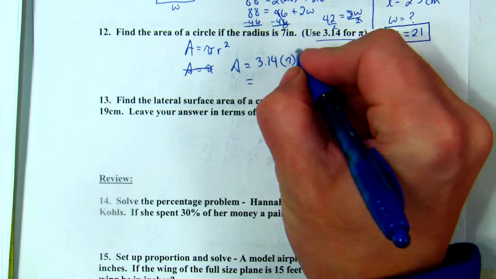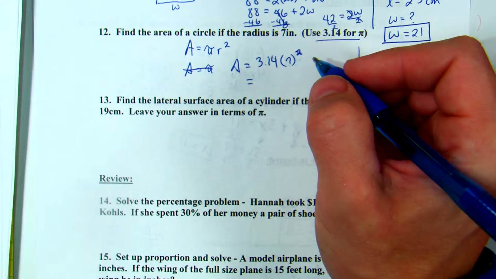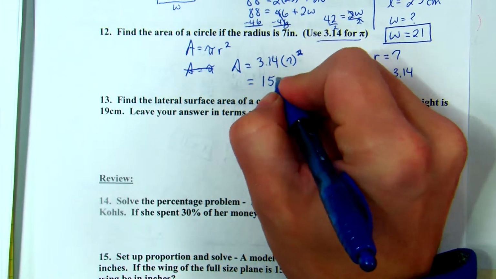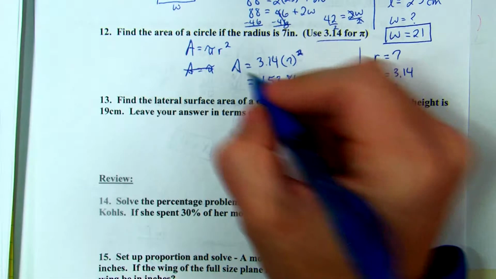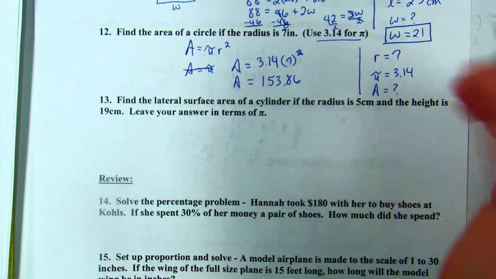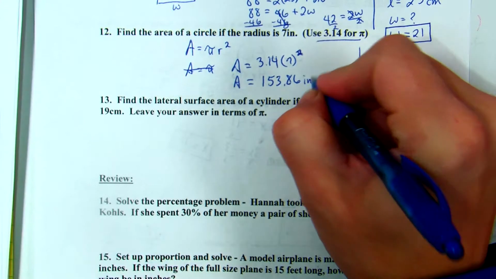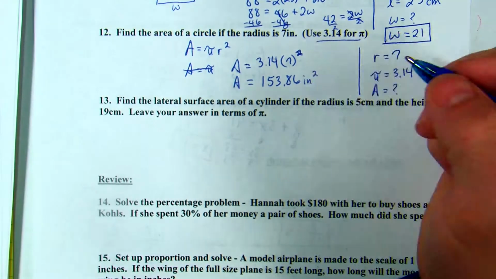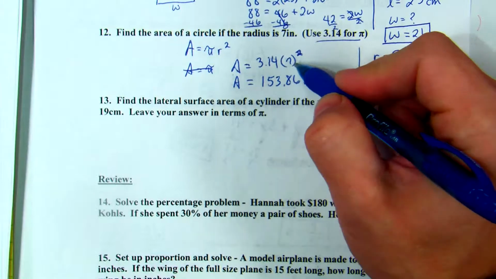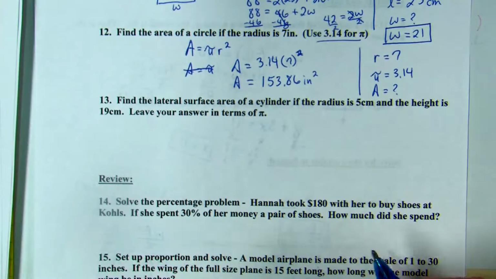7 squared is going to be 49. So when you put this in your calculator, you should get 153.86. You may be asked to round on the test. In this case, we'll just leave it as is. This is inches squared. 3.14 times 7 squared, which will be 49, will equal 153.86.